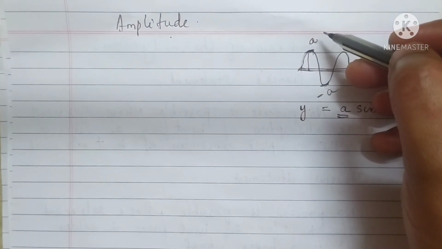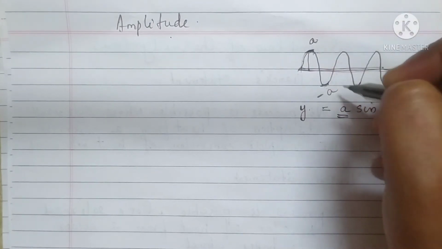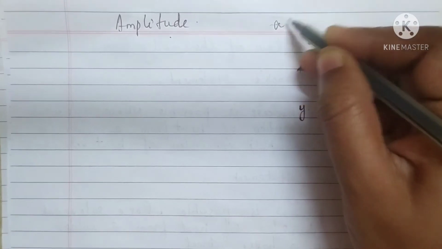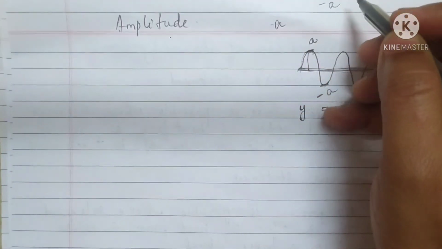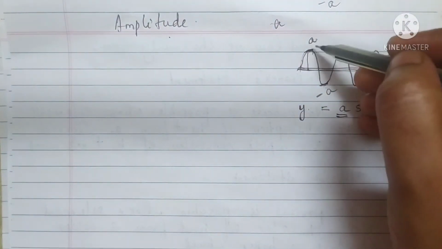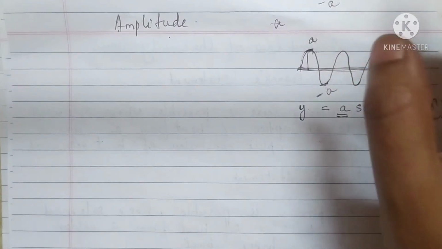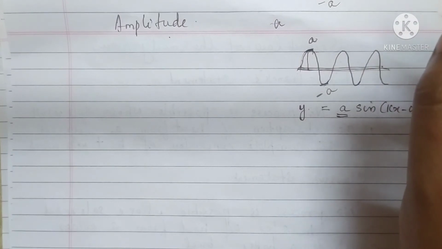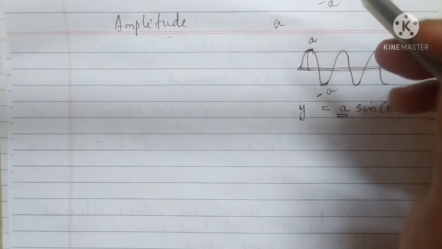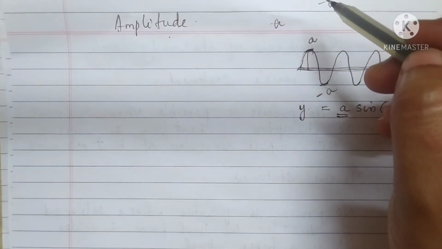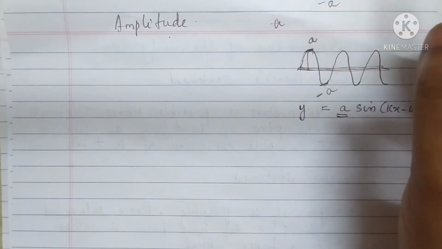Small letter a, positive A and minus A. In between these values, the displacement varies. The displacement varies between A and minus A. Understood? Here A represents the maximum displacement of constituents of the medium from their mean position. Clear? The displacement y may be positive or negative, but A is always positive. It is called the amplitude of the particle.